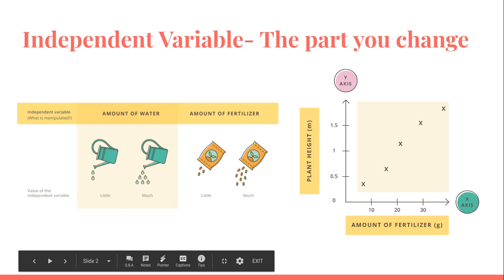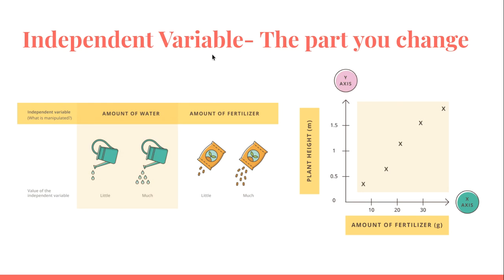The first variable is the independent variable. The independent variable is the part of the experiment that you are in charge of changing. If I give you an experiment where we want to see the effect of water, depending on the amount of water that we give a plant, or if we want to test the amount of fertilizer that we give a plant, these are the independent variables.